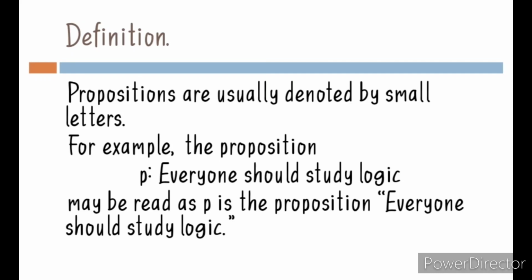A proposition has only two possible values. It is either true or false. We often abbreviate these values as T and F respectively. For example, the proposition P, everyone should study logic, may be read as P is the proposition everyone should study logic.